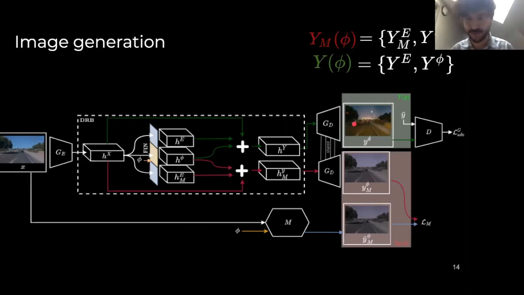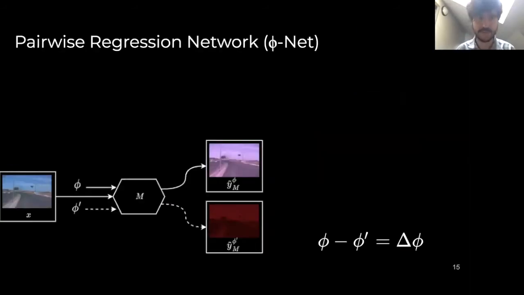So now I'm going to introduce the most important architectural component in order to achieve the controllability of the output, which is the pairwise regression network, or FINET. The idea of the FINET is that if we have a physical model, then it's completely controllable and we can output two different representations in the physical target domain with two different phi. So for example, for a single source image, we can get these two different representations in our target synthetic manifold. And we can also define the difference between phi and phi prime, which are the two phi that we are sampling randomly, as delta phi.